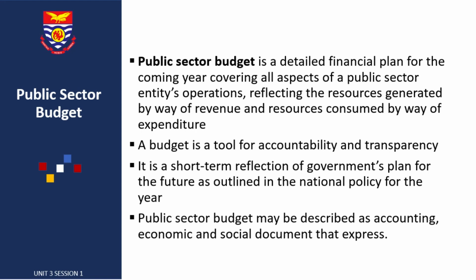If this is done, you actually get the sense that they're being accountable on how they are going to spend the money, and they are making it transparent so that you know how much money goes into that particular thing. So a budget can serve as a tool for accountability and transparency. It's a short-term reflection of government's plan for the future as outlined. If the government gives us a budget at the end of the year for the next year, we know what the government is seeking to do in the coming years, right?